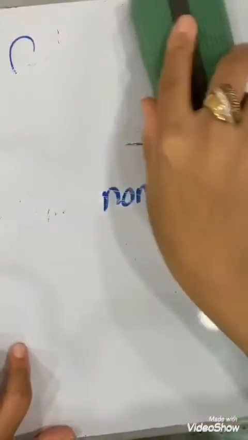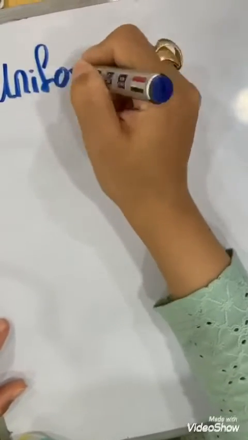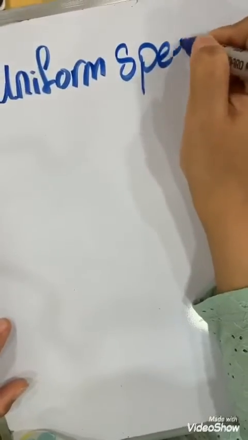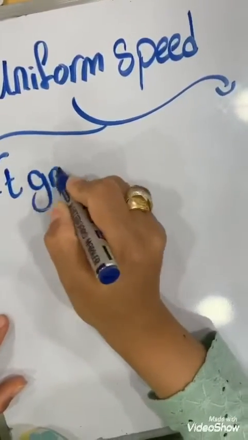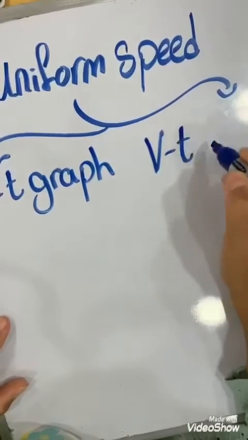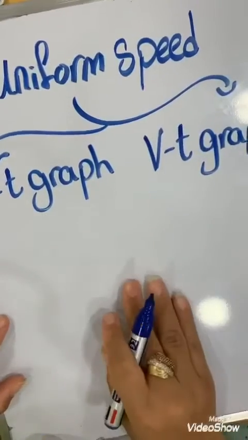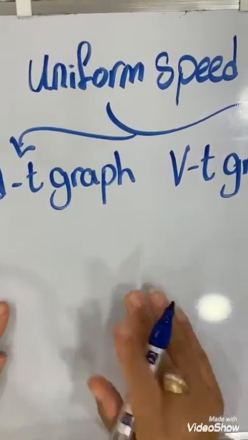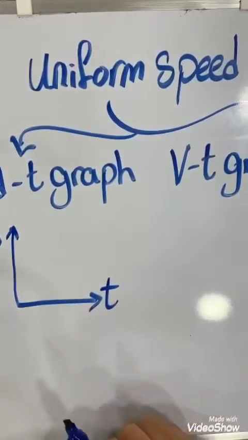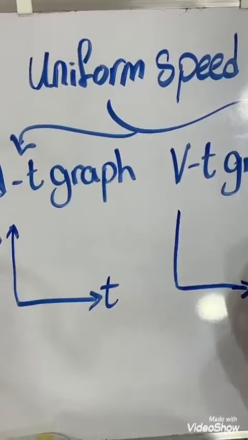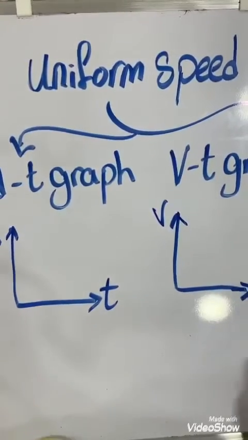Now let's start studying the graphical representation of each of the types of speed, uniform speed and non-uniform speed. Number 1, uniform speed. Uniform speed is represented graphically in 2 ways. Number 1, distance time graph. Number 2, speed time graph. What's meant by this? Distance time graph is the graph that's represented by distance on the y-axis and time on the x-axis. Speed time graph is the graph represented by speed on the y-axis and time on the x-axis.